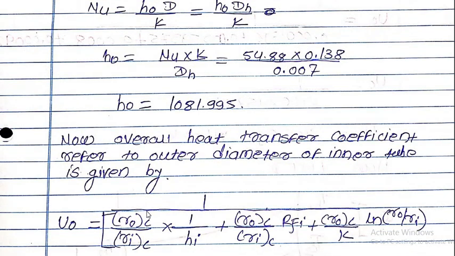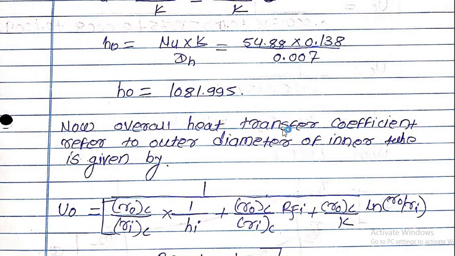So now we can easily calculate the overall heat transfer coefficient. Here the fouling factor for the oil and the fouling factor for the water are also provided. So we need to consider the modified overall heat transfer coefficient. Now the overall heat transfer coefficient referred to the outer diameter of the inner tube is given as, okay. So here the overall heat transfer coefficient is calculated based on the outer surface area of the copper tube.